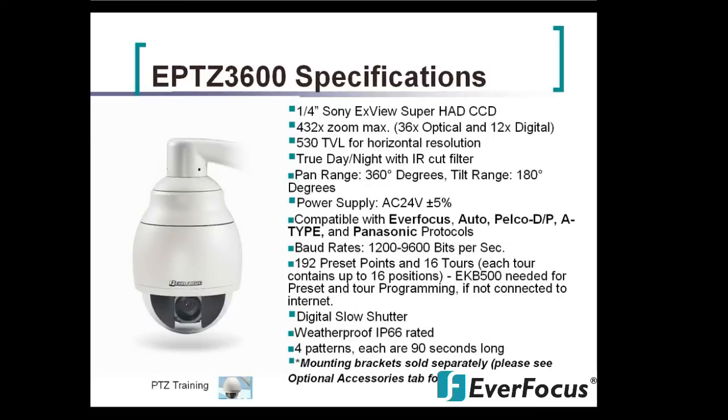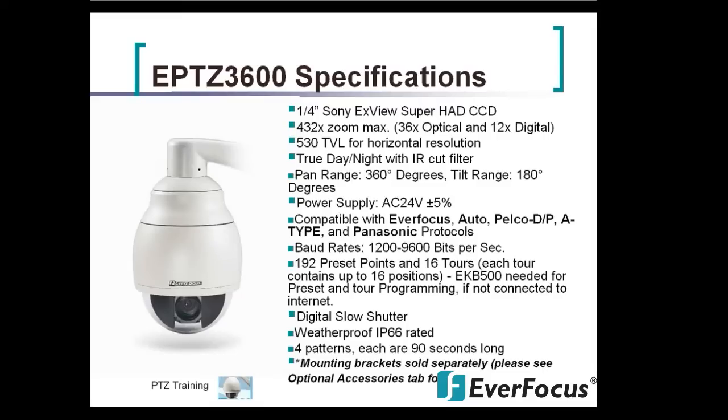Okay, next camera we have here is the EPTZ3600. This has a 1/4-inch Sony X-View Super HAD CCD chip. We have a total zoom of 432x. That's 36 optical and 12 digital. This camera here is 530 TV lines. It also has a true day-night with IR cut filter.